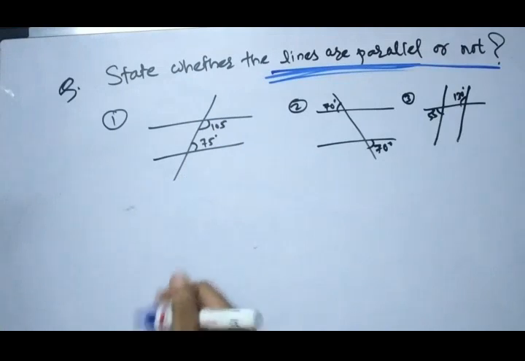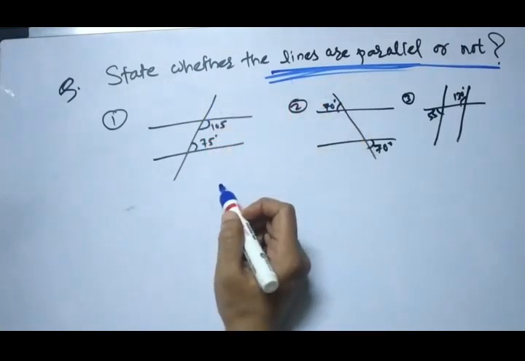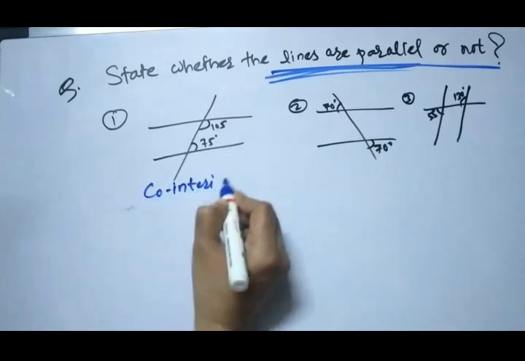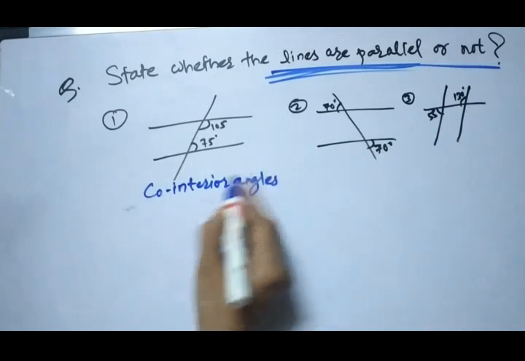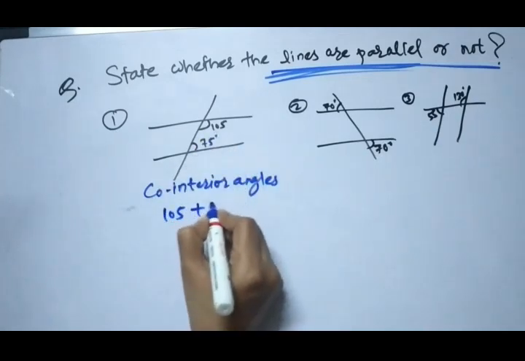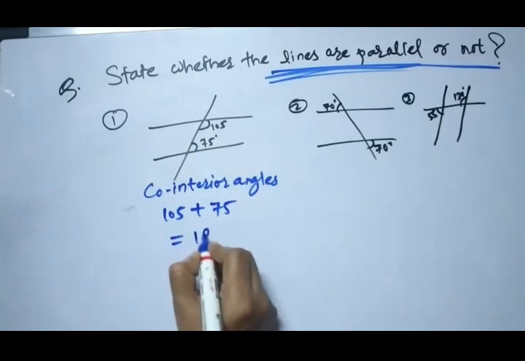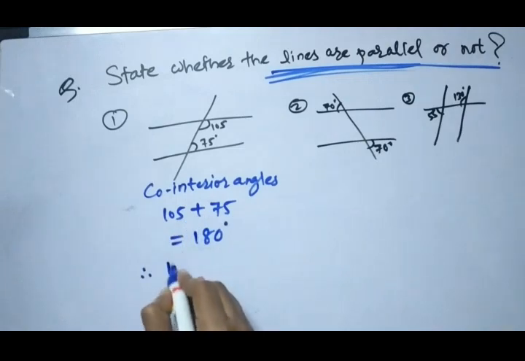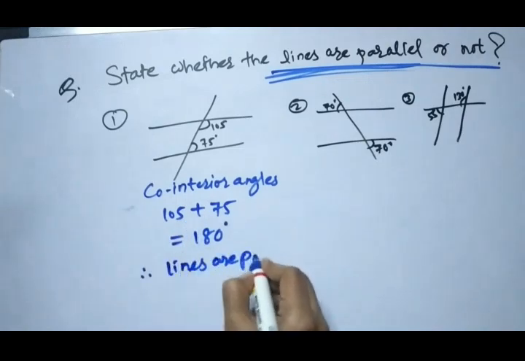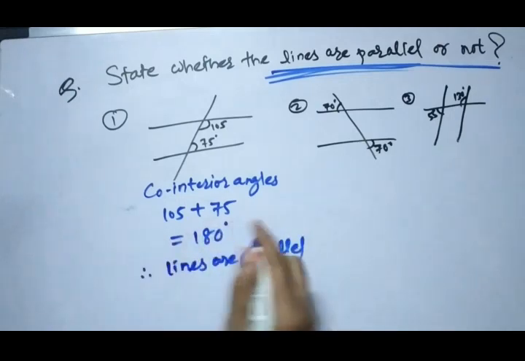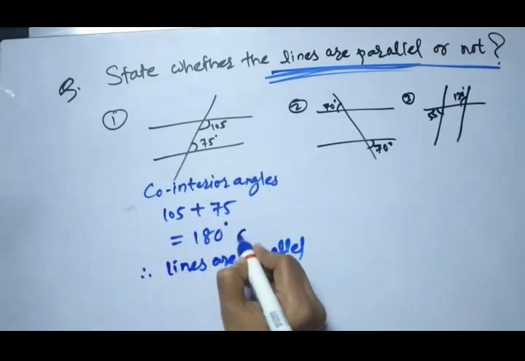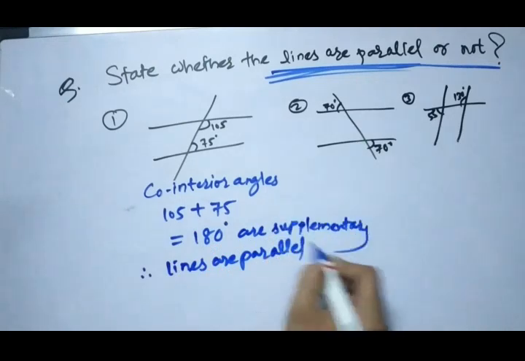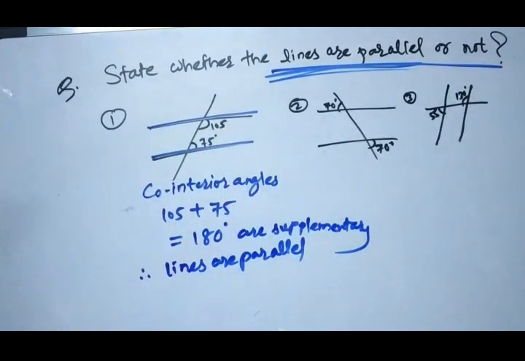So friends, for lines to be parallel, you should check the co-interior angles here. If they are supplementary, you can say so. So we'll check 105 plus 75. Are they coming to 180? Yes, they are coming to 180 degrees. So therefore, the lines are parallel. Given lines are parallel, you can say, friends, because these co-interior angles are coming supplementary. So on this basis, you can say that the given lines, this line and this line, are parallel.